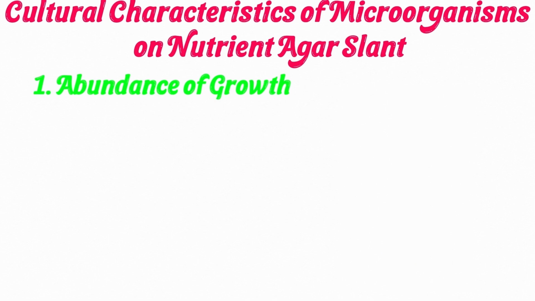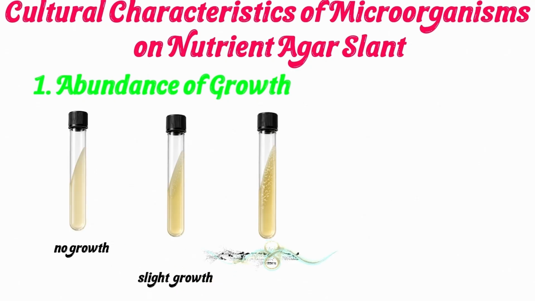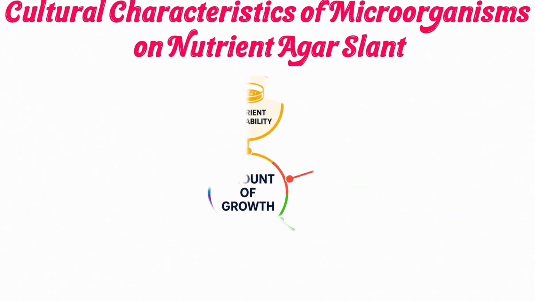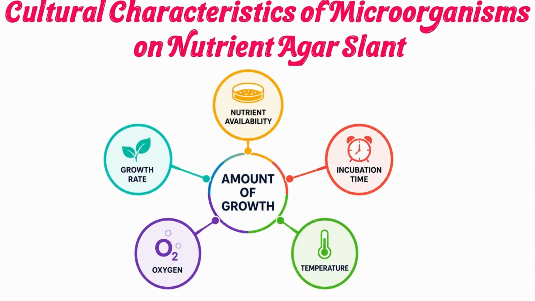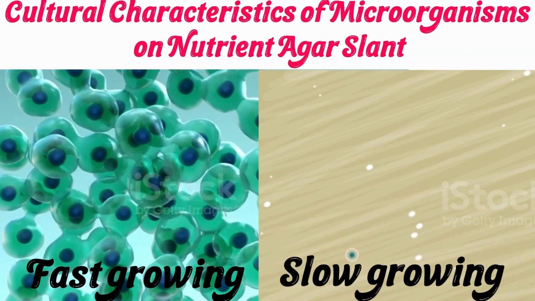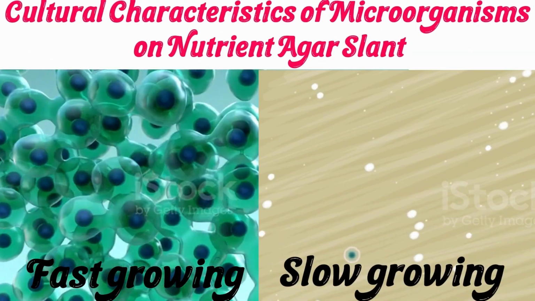Growth may be no growth, slight growth, moderate growth, or heavy or abundant growth. The amount of growth depends on factors such as nutrient availability, incubation time, temperature, oxygen, and the growth rate of the microorganism. Fast-growing bacteria usually produce abundant growth, while slow-growing organisms may produce only slight growth.